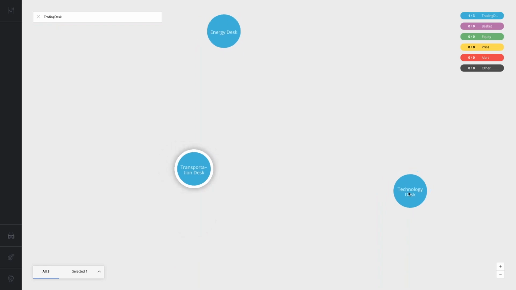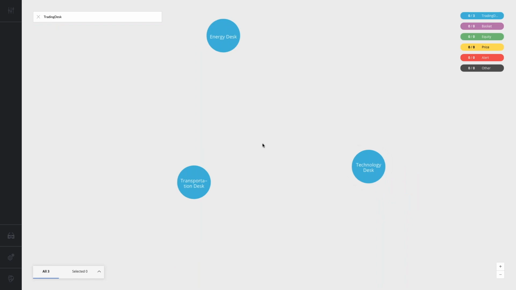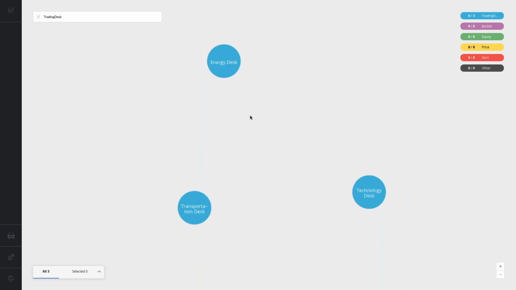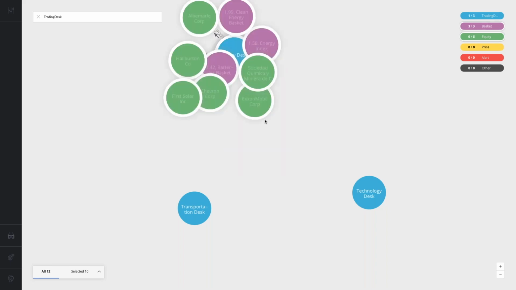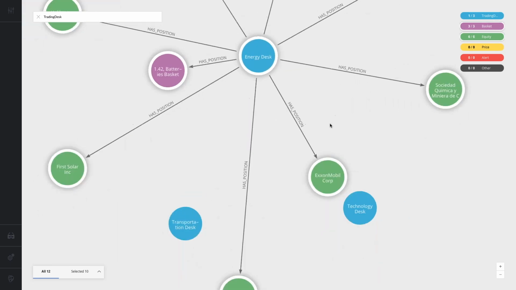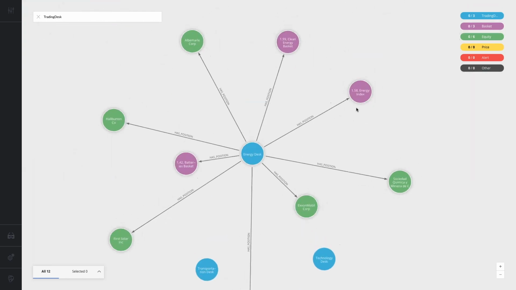and the transportation desk. And what we can do with Bloom is actually expand these nodes, which means we can see all the other nodes that they're connected to. So let's look at the energy desk, right-click on it and expand that. And we can see it has connections to some other types of nodes. So these purple nodes here are basket nodes, and these are, for example, an energy index, a clean energy basket, a batteries basket, and these green nodes are individual equities. And so this energy desk has positions in individual equities, and it also has positions in baskets.